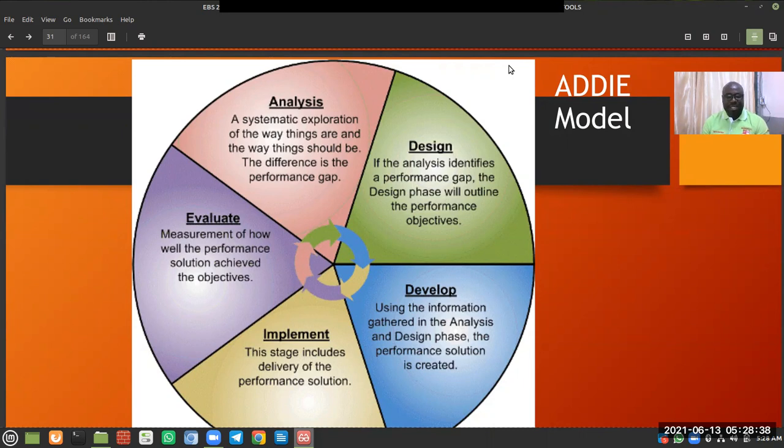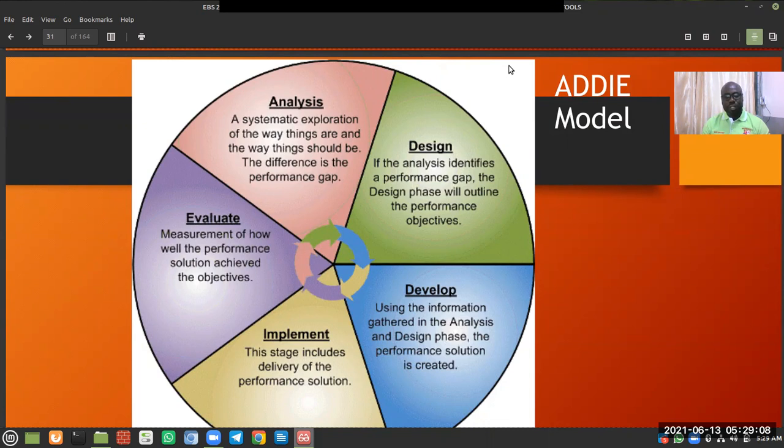After the implementation, we will now go to the next phase, which is the evaluate phase. The evaluate phase is the stage where there is a measurement of how well the performance solution achieved its objectives. We will find out whether we have been able to reduce the gap or not.